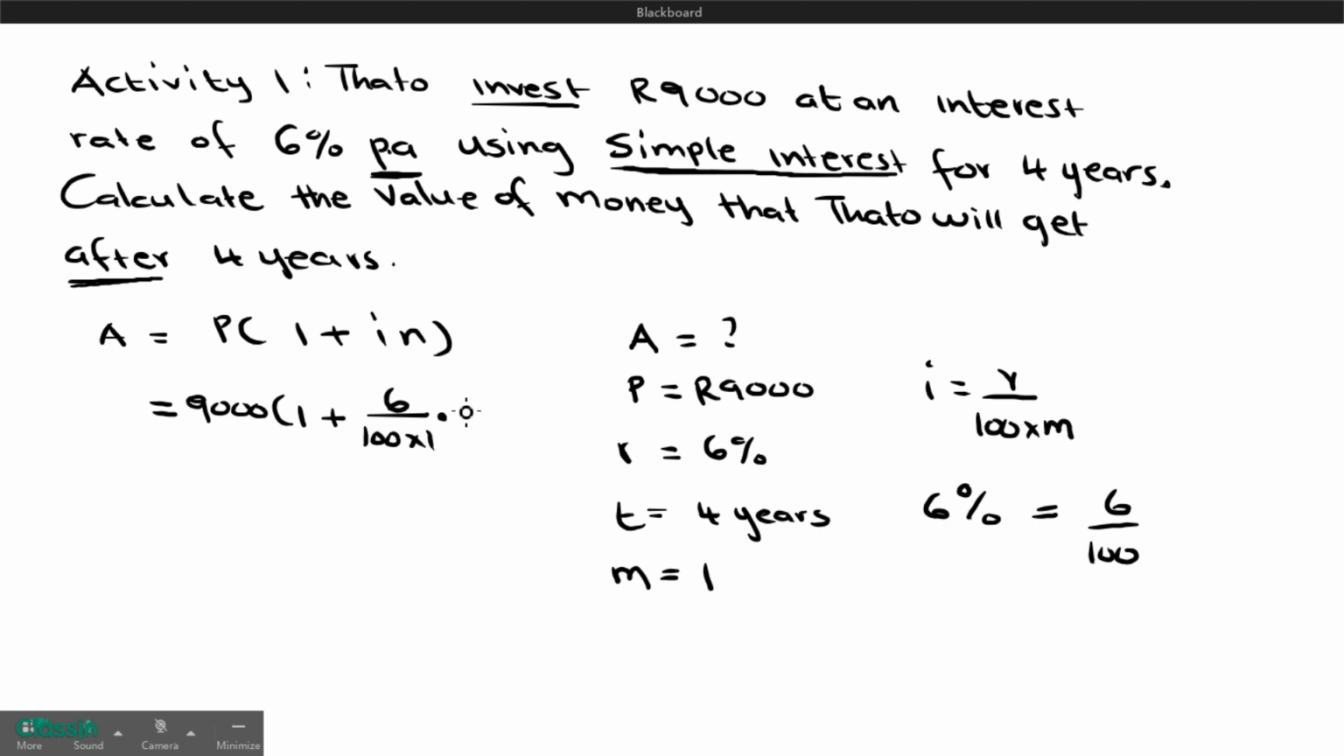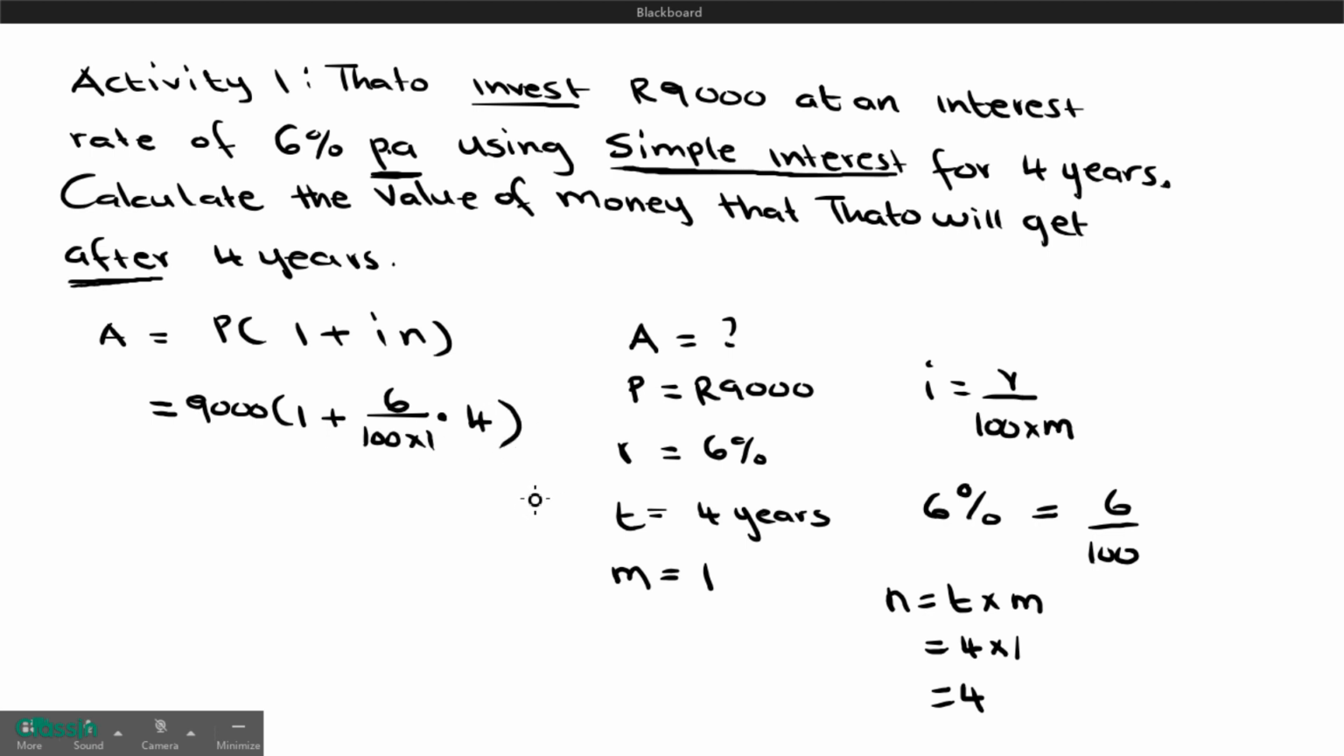And now, we said that N is equal to T multiplied by M. How much is our T? It is 4. How much is our M? It is 1. Therefore, our N is going to be 4. Then we can write 4 there.